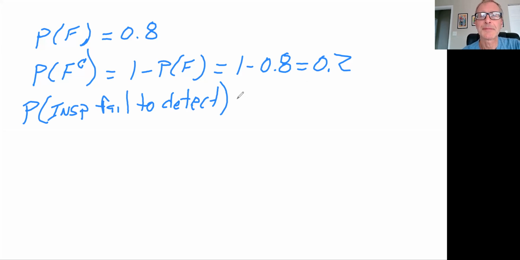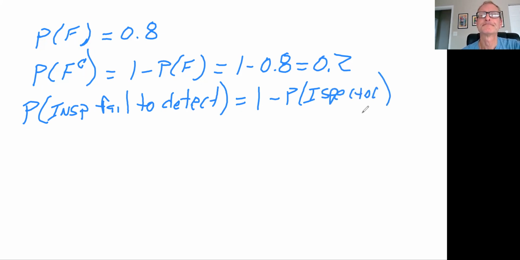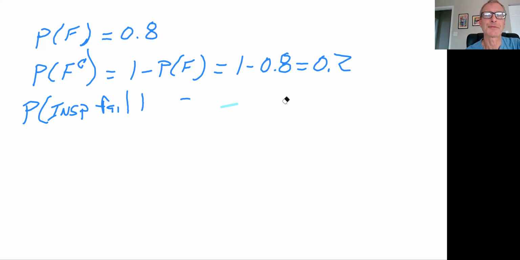That is the same as 1 minus the inspectors. Sorry about that. Let's start this one over. I wrote the wrong thing down here because I just did that up top. That's not the hard part.